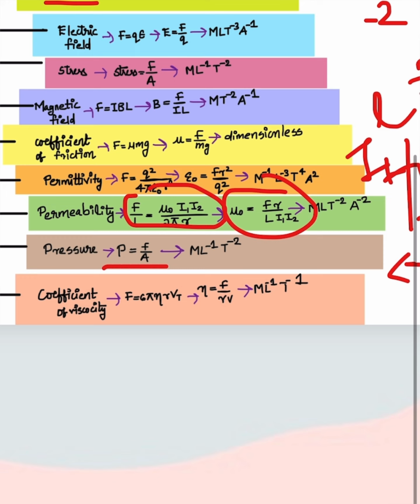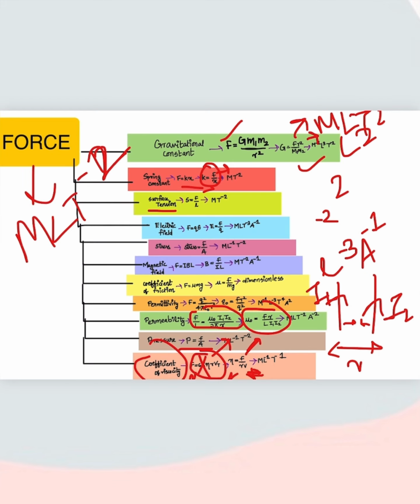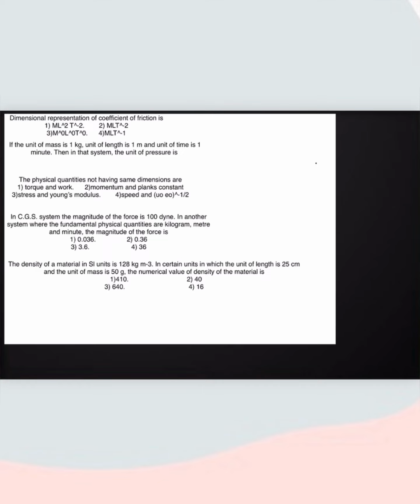Pressure is equal to F divided by A. Coefficient of viscosity: F is equal to 6 pi eta R v. F has dimension MLT^-2. 6 pi has no unit as it is a number. And eta, we have to find the unit of eta. Eta is equal to F divided by 6 pi R v. F is MLT^-2, R is L, and v is the velocity. Velocity means LT^-1. By solving this we get the equation.